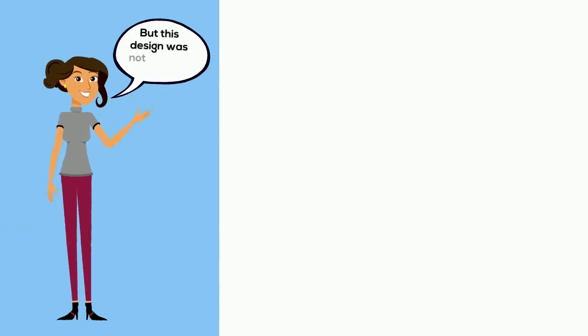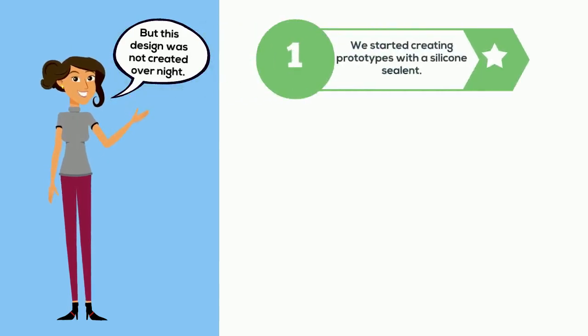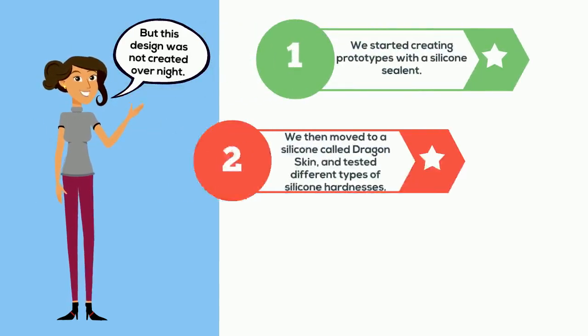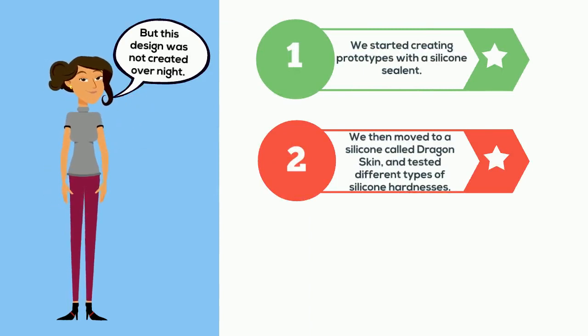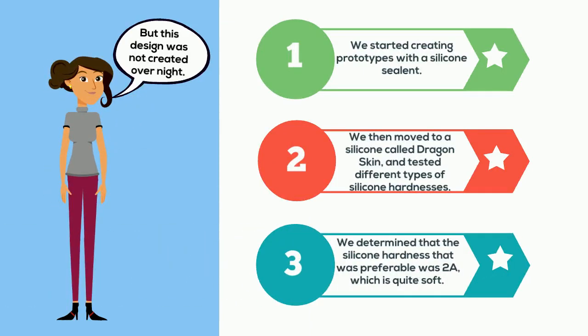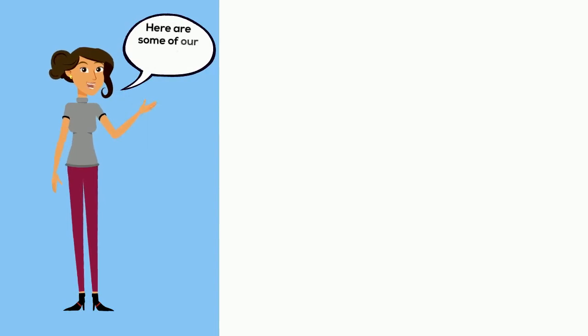But this design was not created overnight. We started creating prototypes with the silicone sealant. We then moved to a silicone called Dragon Skin and tested different types of silicone hardnesses. We determined that the silicone hardness that was preferable was 2A, which is quite soft. Here are some of our past iterations.